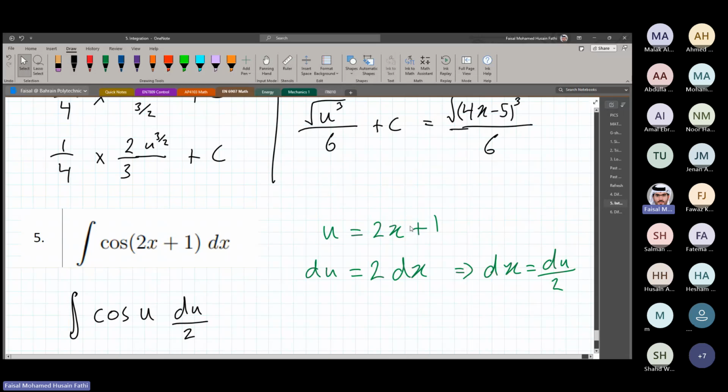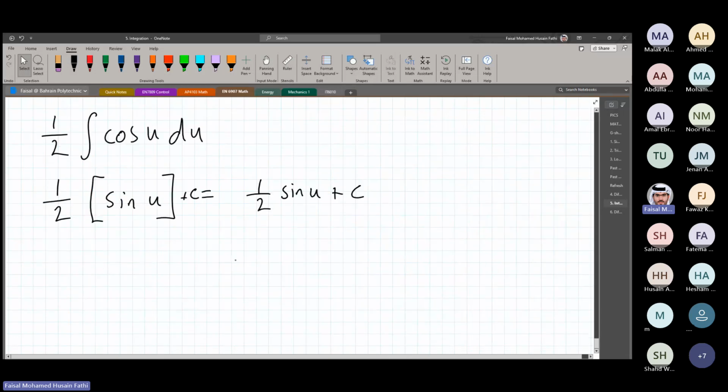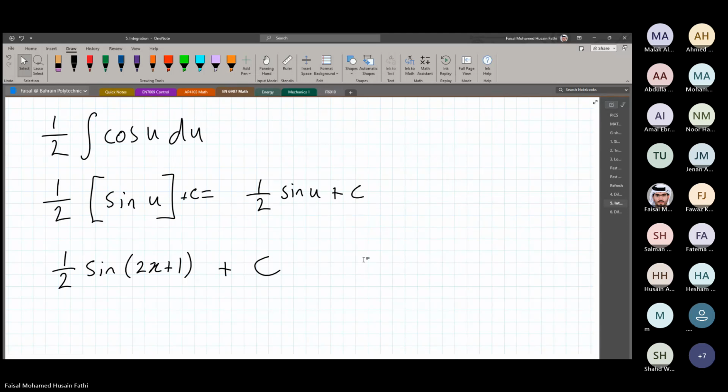Here u is 2x plus 1. We just substitute that back in. So half sine 2x plus 1 plus c, and this is your final answer. All right?